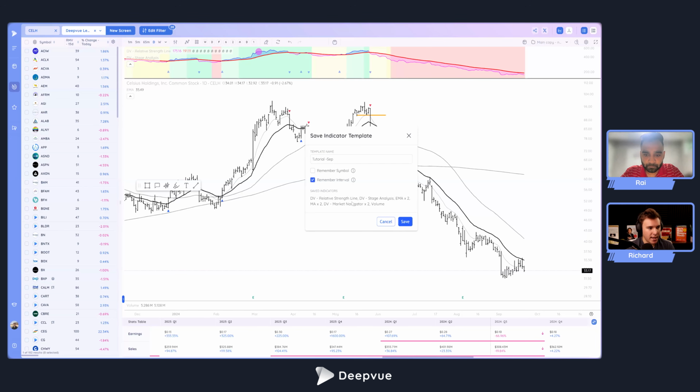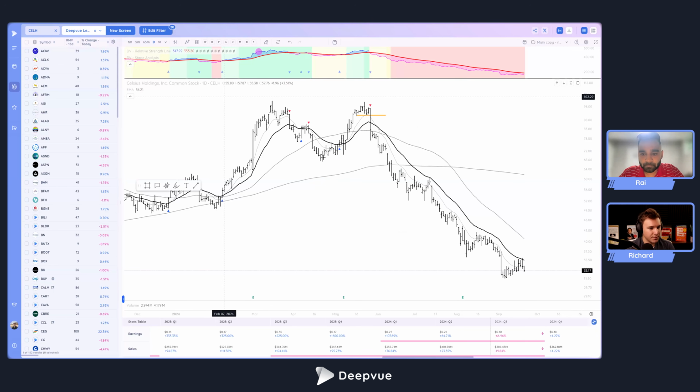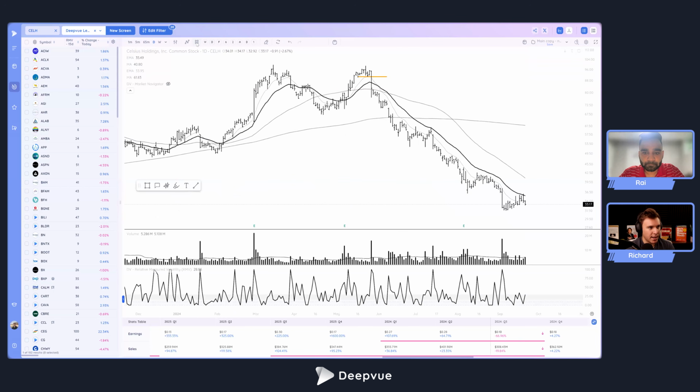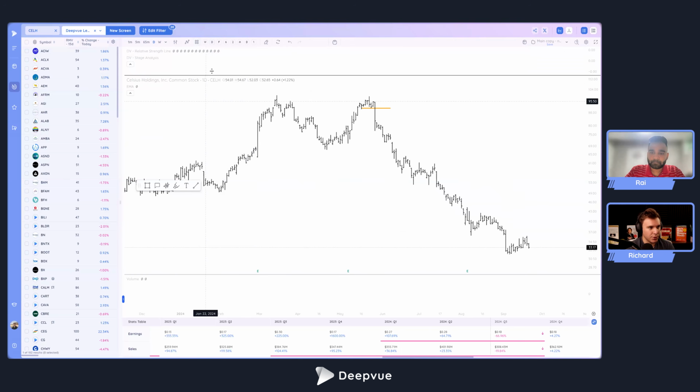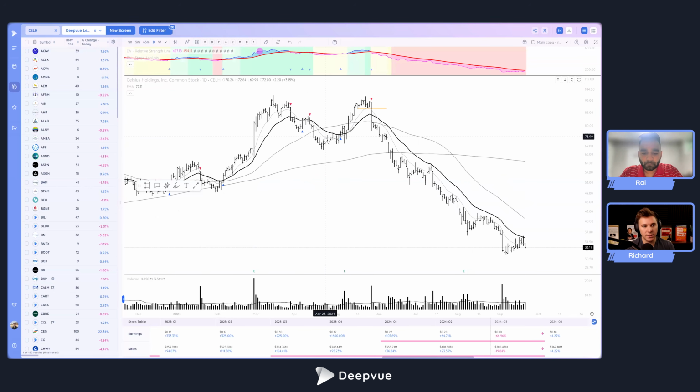We'll go ahead and do that, and you can see the listed indicators that will be a part of this, and then clicking save. This is now saved, and if I switch over to another indicator template, and then I can go ahead and click tutorial SEP, it will immediately load that template that I just set up.